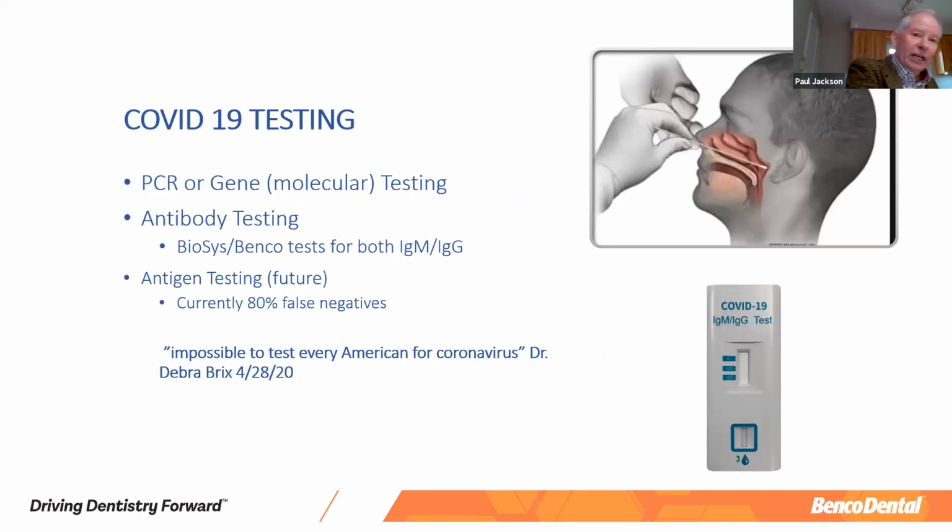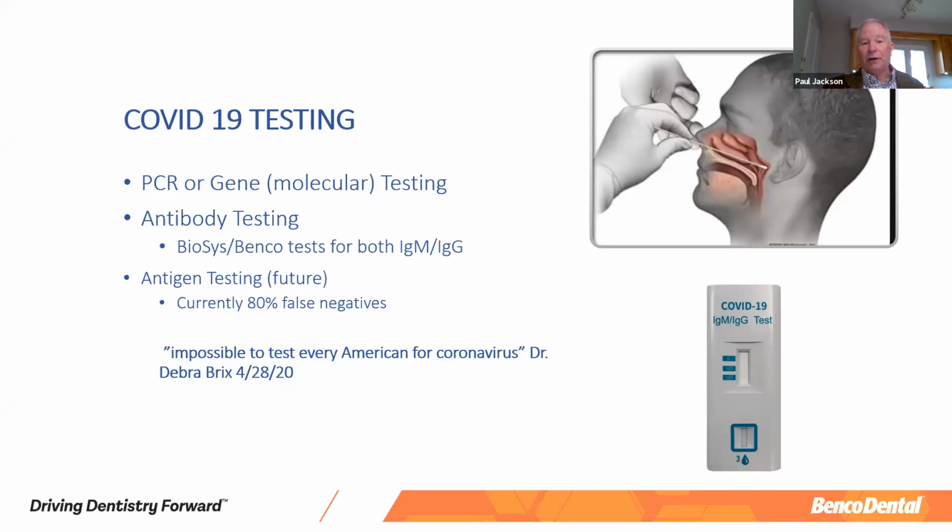So, COVID-19 testing. There's PCR or gene molecular testing, and antibody testing. As we showed in the graph, there are some antibody tests that only test for the IgG antibodies, but a lot of quality tests test for both the IgM and the IgG antibodies. And then there's antigen testing, at least the point of care antigen testing that we're talking about here.